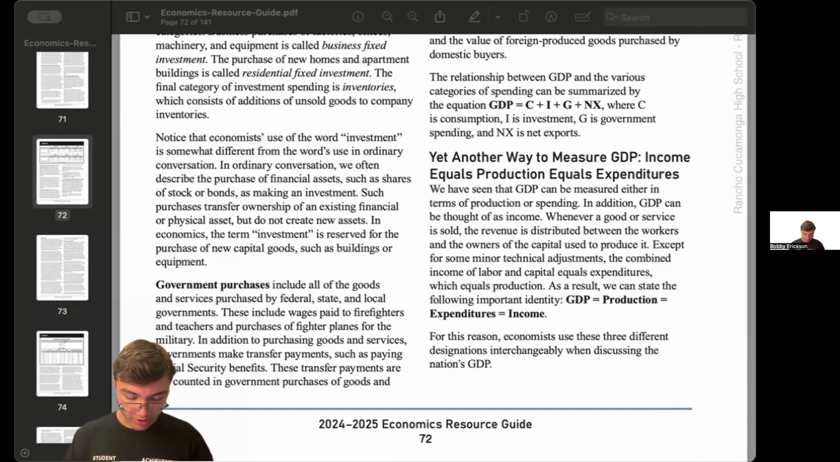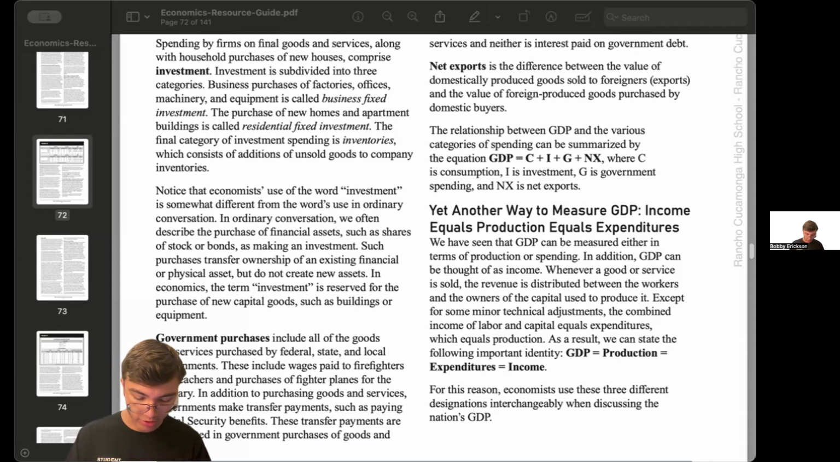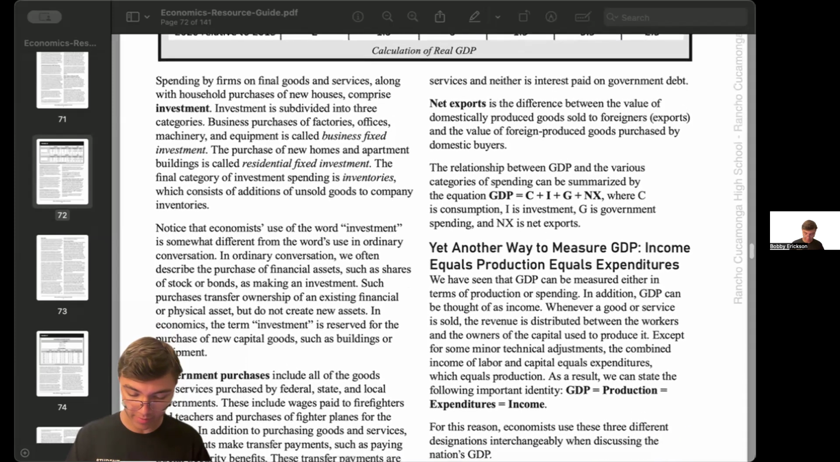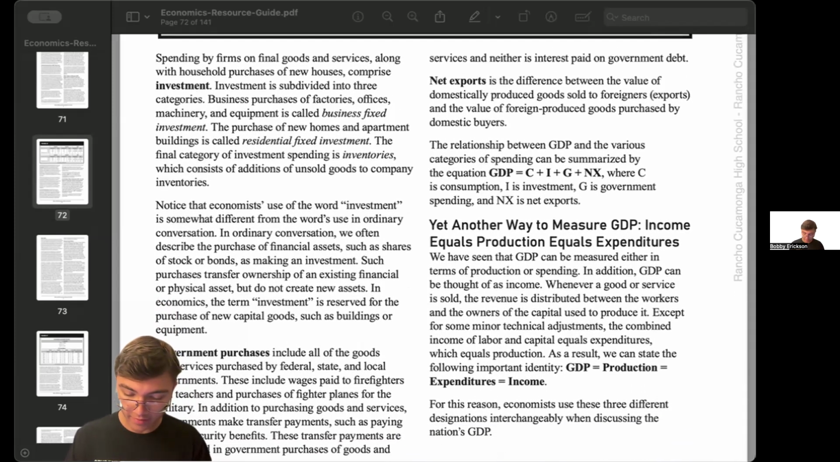And additionally, governments make transfer payments, such as Social Security benefits. And these actually are not counted in the government purchase of goods. And interest paid on government debt is also not counted in the government purchases of goods.